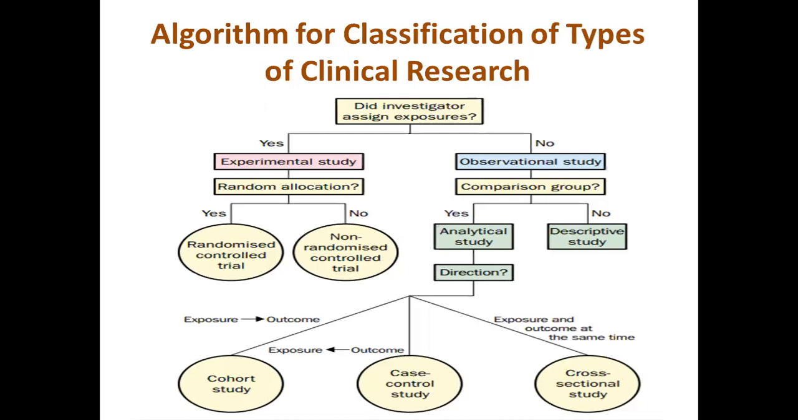Now the second question: is the allocation random or not? If it is random allocation, it is going to be a randomized control trial. If it is not, then it is a non-randomized control trial. We'll discuss the different phases of clinical trial. For now, I just want to remind you that mostly phase 2 and phase 3 clinical trials are generally randomized control trials. Phase 1 clinical trials are in most cases non-randomized control trials.